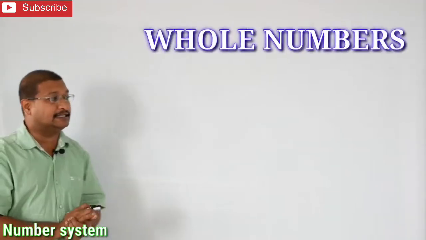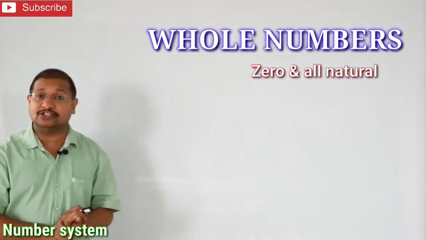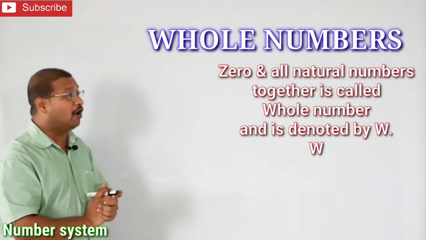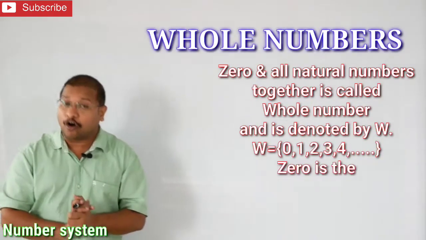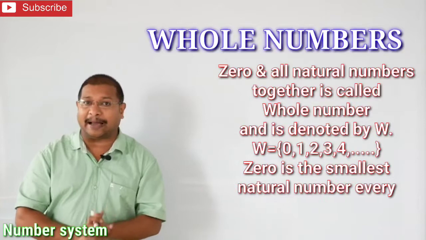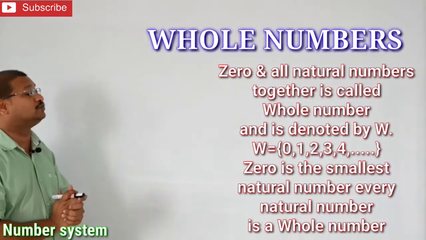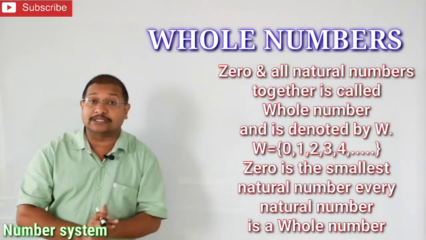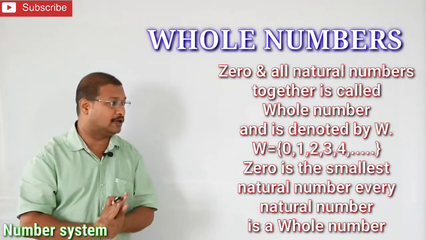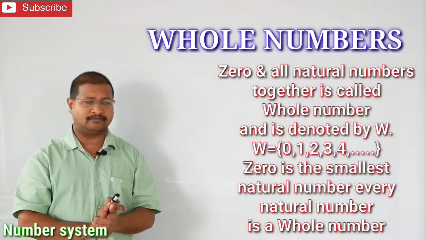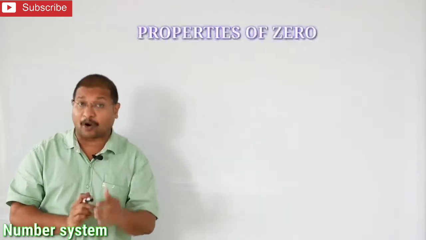Now let's see the whole numbers. 0 and all natural numbers together is called whole number and is denoted by capital letter W. Of course, W equals 0, 1, 2, 3, 4, etc. And 0 is here the smallest whole number and every natural number is a whole number. And of course, some properties of 0.